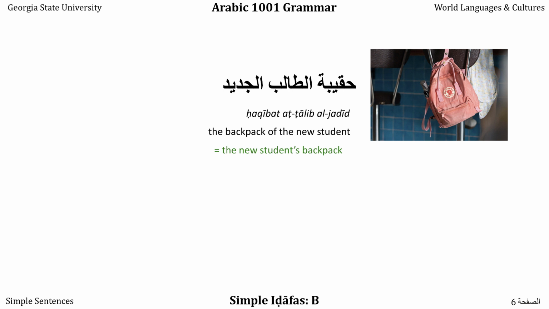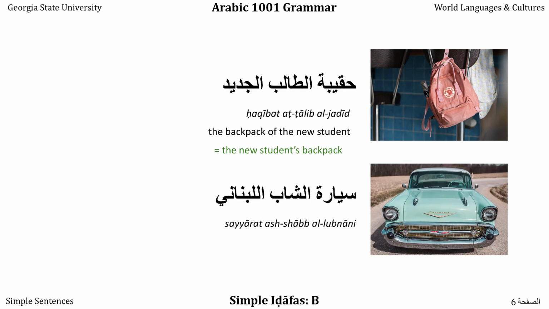All these words are definite. It's a phrase. Sayyara ashab al-Lubnani, same thing here. All three words are definite. Sayyara because it's owned by ashab, and the other two because they have alif lam. So this is a phrase. The guy is Lebanese, not the car. We have the Lebanese guy's car here.